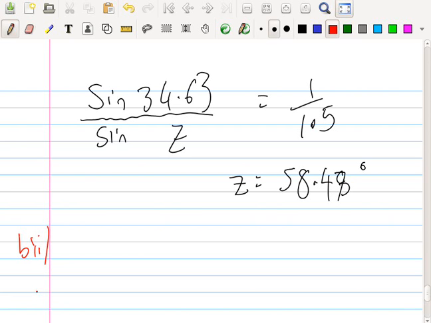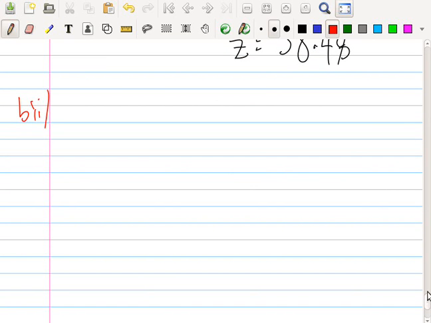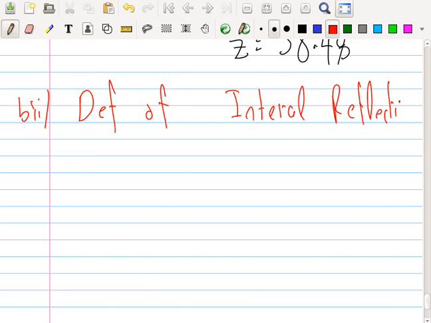I don't think we had any experiment on this because we didn't get time to use the little prisms. But do you want me to write all of that down? Well, this is just the definition that you can look up. So I'll write it here for you. Definition of total internal reflection.